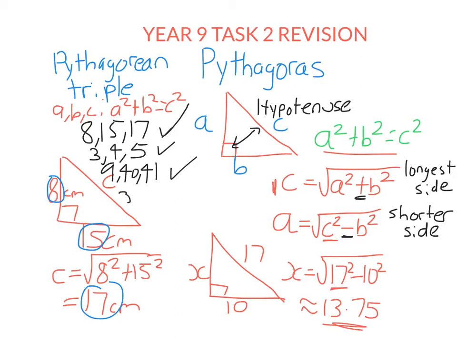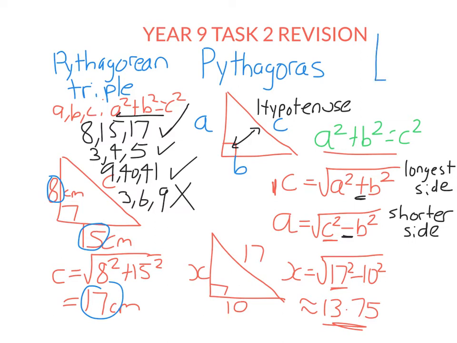Something like 3, 6, 9: 3 squared, which is 9, plus 6 squared, which is 36, does not equal 9 squared. So this is not a Pythagorean triple, because those three whole numbers do not satisfy the rule A squared plus B squared equals C squared. So just make sure you know what a Pythagorean triple is. And they can be used to determine if a triangle is right-angled. So a triangle is right-angled if and only if the lengths of its sides form a Pythagorean triple.